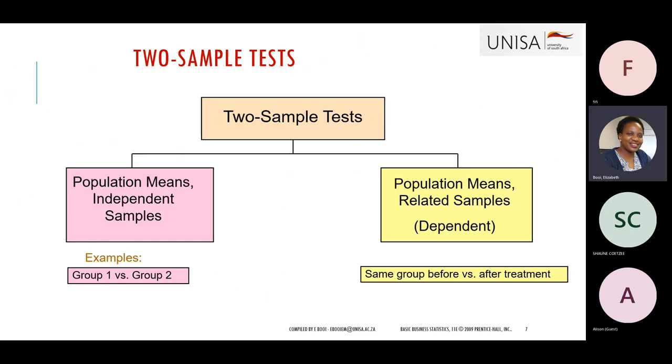So with two samples, as I said in my intro, when we talk about two independent samples, we're talking about two groups that do not have an effect or a relation to one another. One group cannot influence what the other group does. So they are independent. Even the way you draw the data, it will be drawn independently of one another.